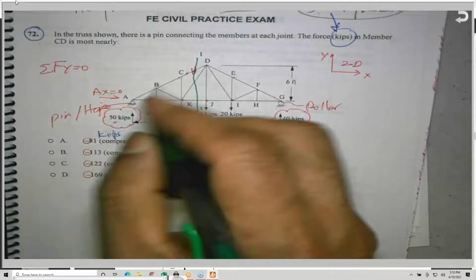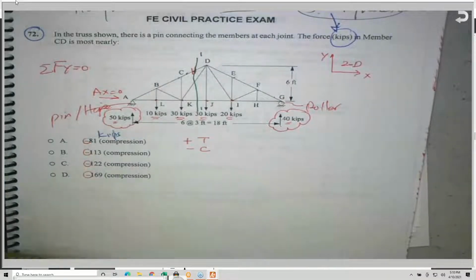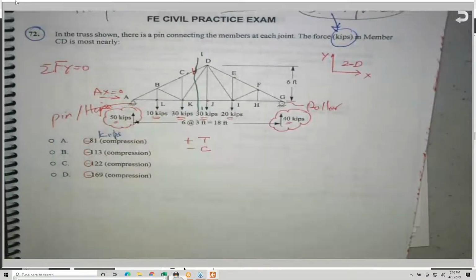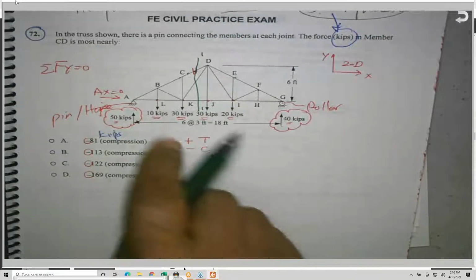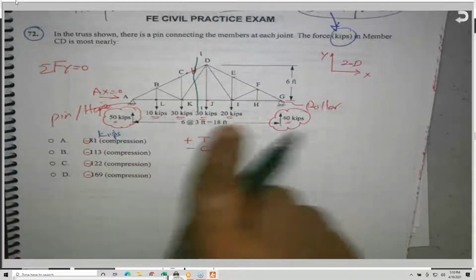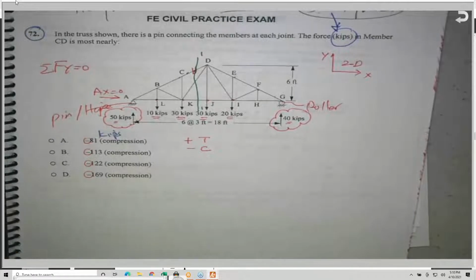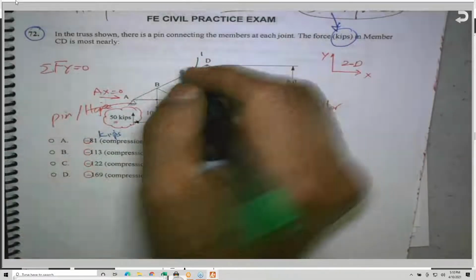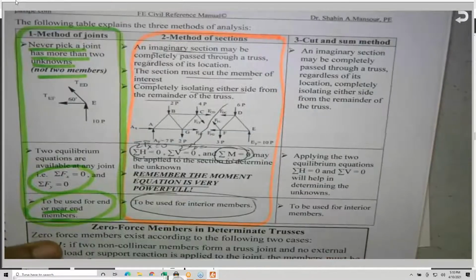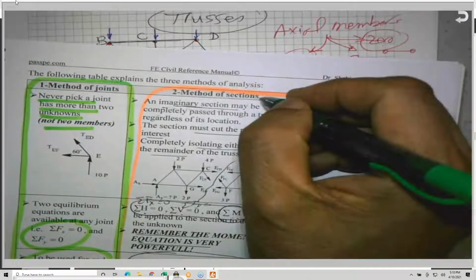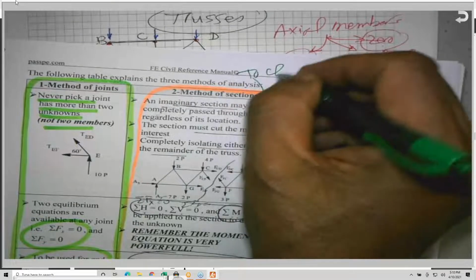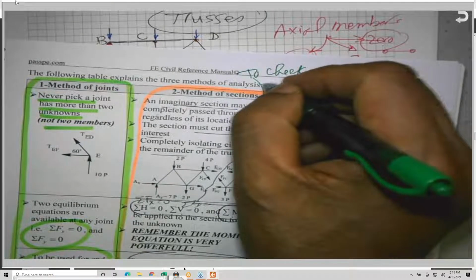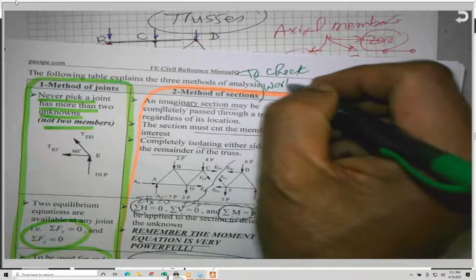So we also use the method of sections to check. Or you use a computer program and you enter all the data, and you need to check to see if you really entered all the forces correctly or not, whether the dimensions are wrong or right. So the method of sections is also used to check work, either a computer printout or somebody's work, by selecting a few members. I don't have to solve the entire truss.